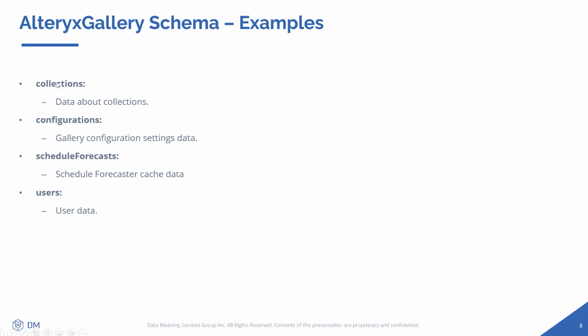Collections, again, data about collections. These are some examples of things you're going to see in there. Configurations are your gallery configuration settings. Schedule forecasts is like the future look of the scheduled jobs you have on your Alteryx server, and then information about your users.